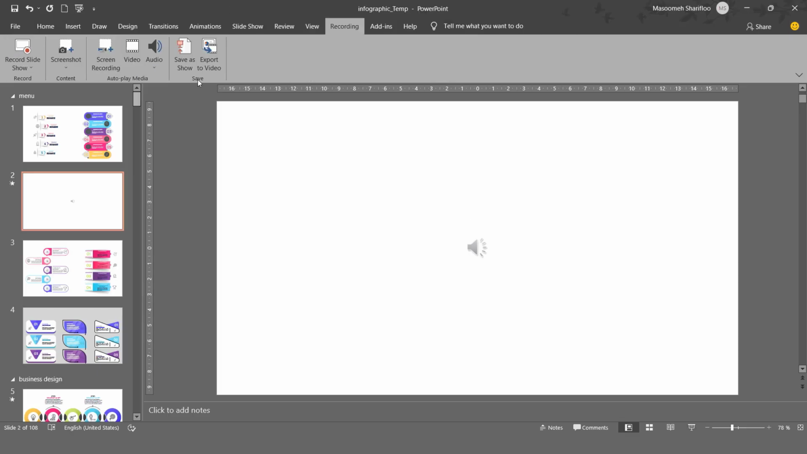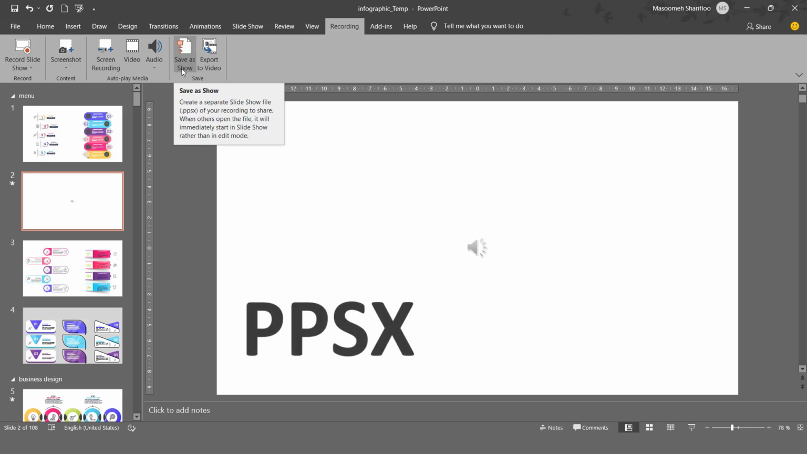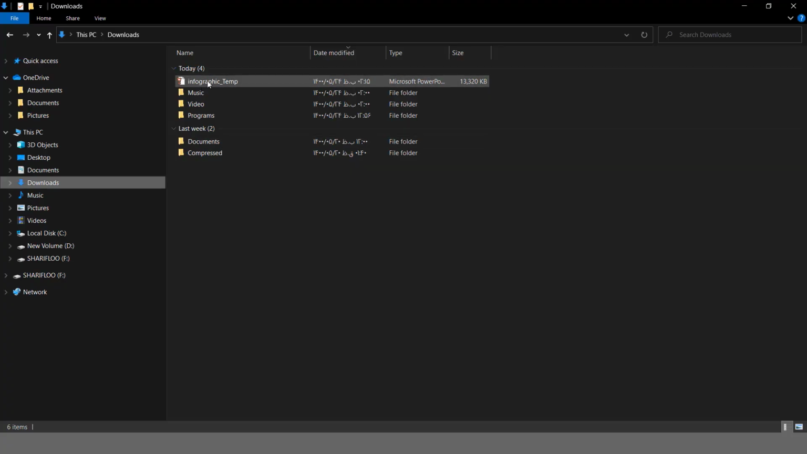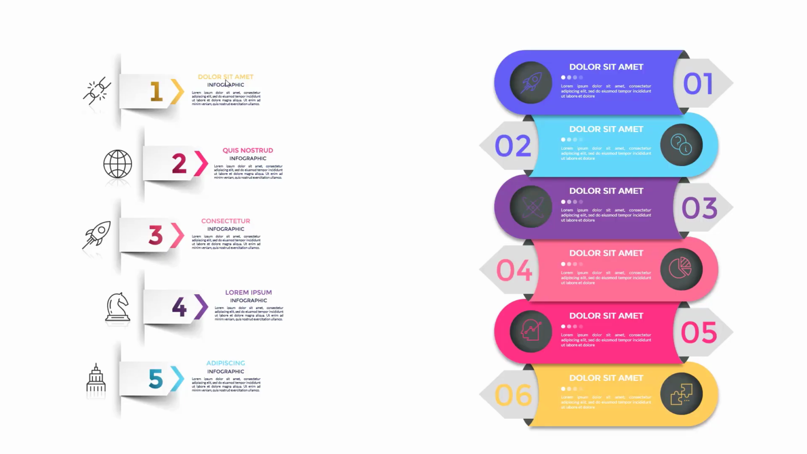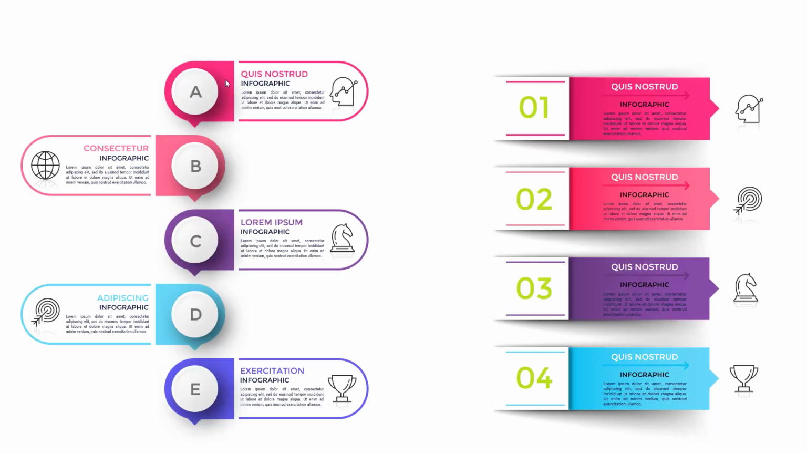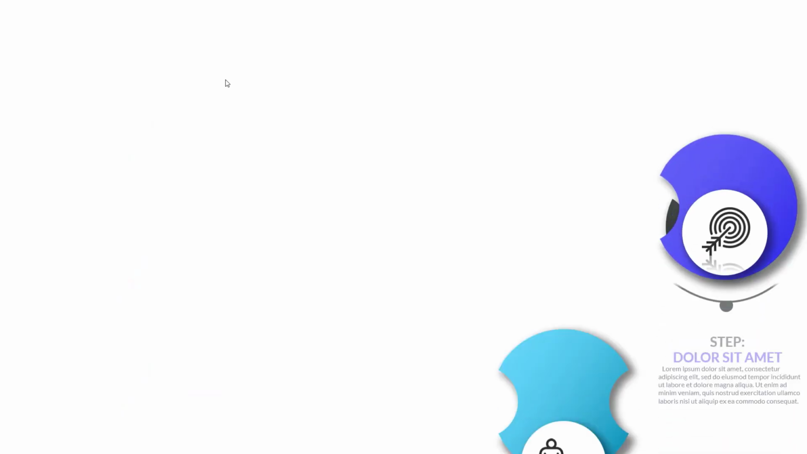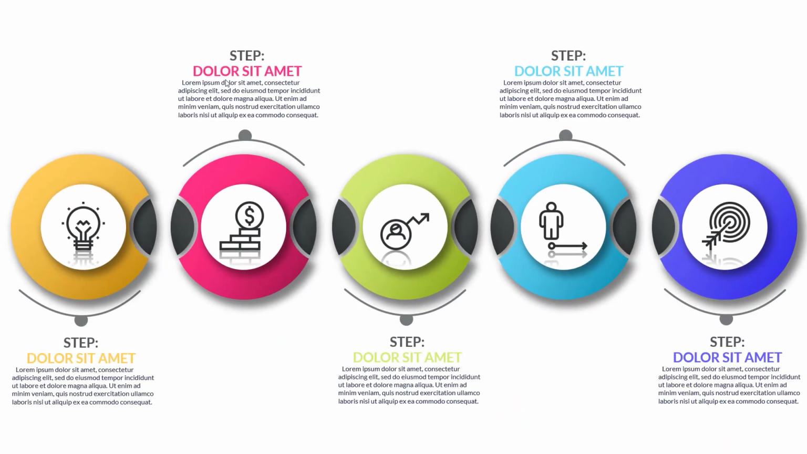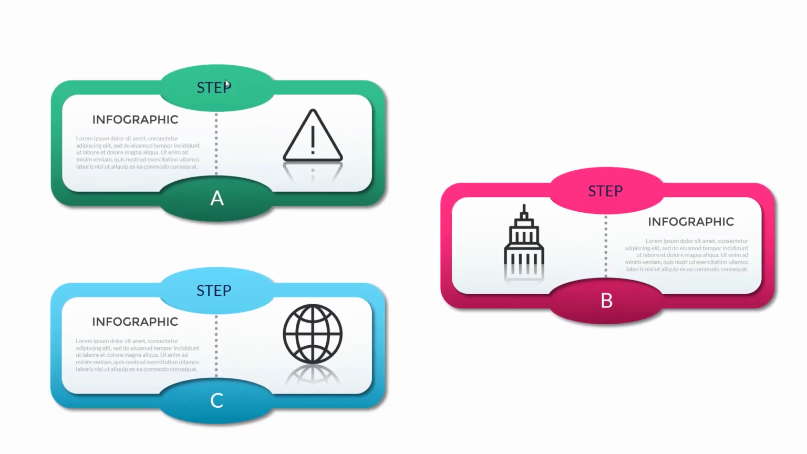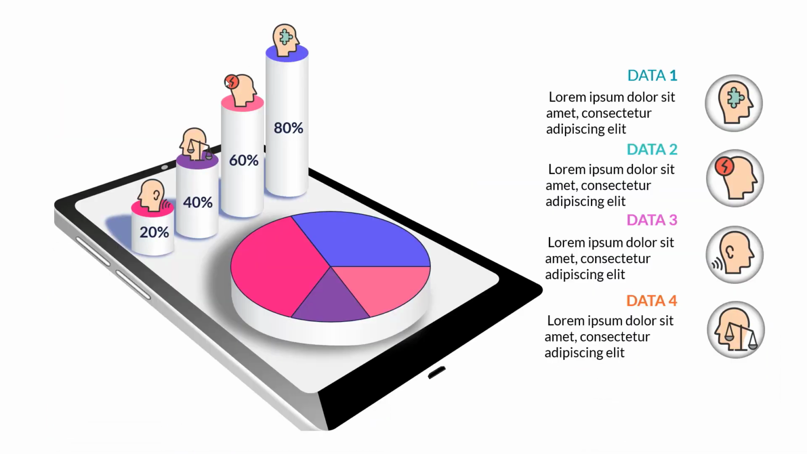Now let's study the Save section from Recording. What Save as Show does is make an output of your work in PPSX. I have done that before, and I have prepared this file, and when we double click on it, we see that our PowerPoint file is in output view, not editing view, and it will play in the slideshow view. So this is the function of running files with PPSX.